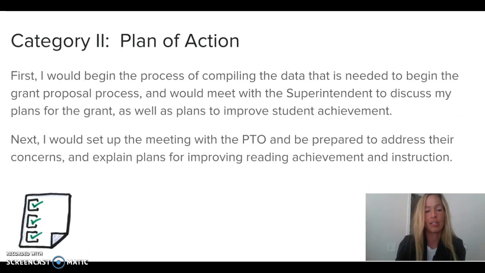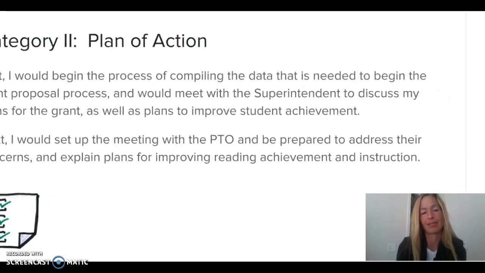So my plan of action would be, first I would begin the process of compiling the data that is needed to begin the grant proposal process. I would also meet with the superintendent to discuss my plans for the grant, as well as plans to improve student achievement. Next, I would set up the meeting with the PTO and be prepared to address their concerns while explaining my plans for improving reading instruction and achievement.